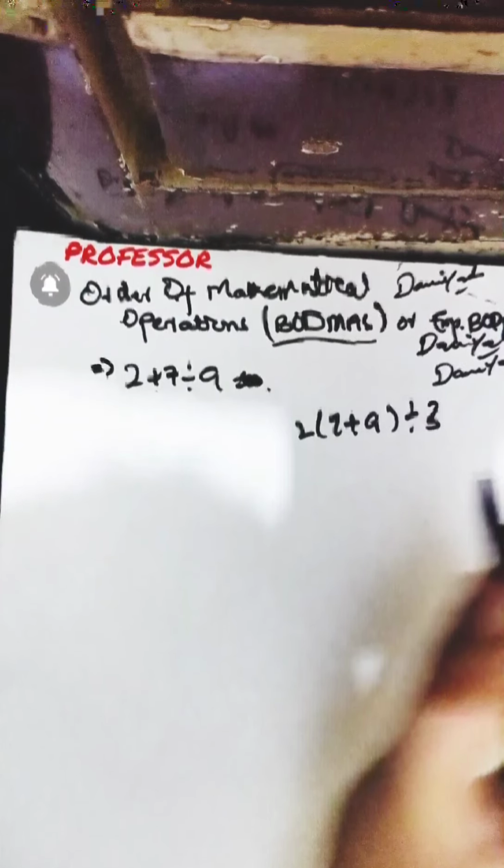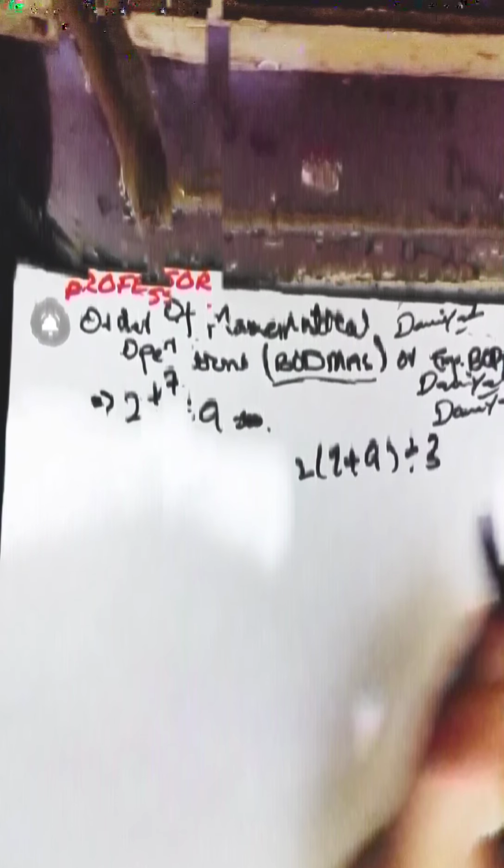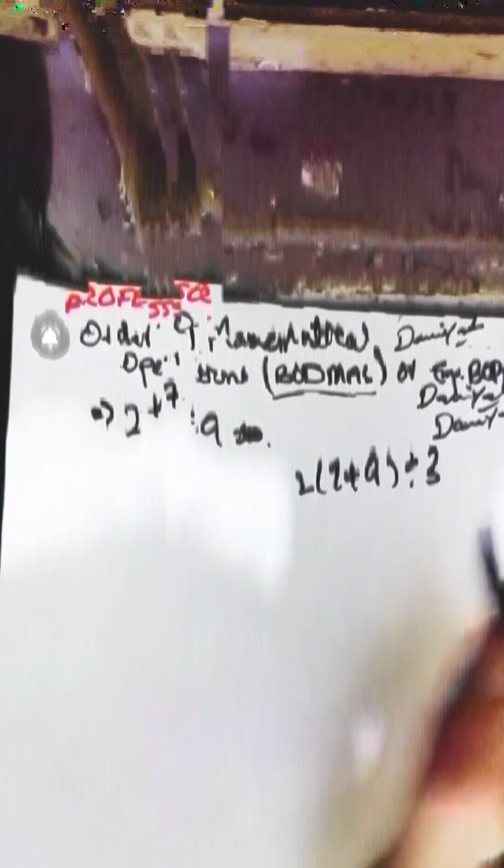Most secondary students solve this equation like this: first they add 2 plus 7 and then they divide the answer by 9. This doesn't go with the mathematical rules. What we do in mathematics is there is a simple rule to solve such statements.